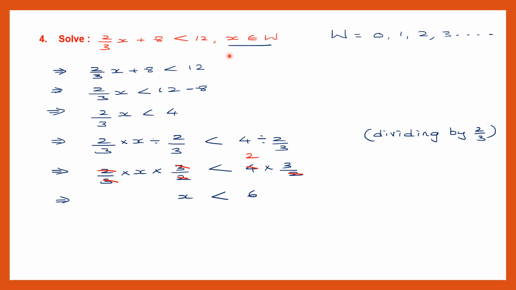And remember, x belongs to whole numbers. So all numbers starting from 0 less than 6 we have to write. That will be our solution set. So the solution set is all whole numbers less than 6, that is 0, 1, 2, 3, 4 and 5. So this is our solution set and our answer.